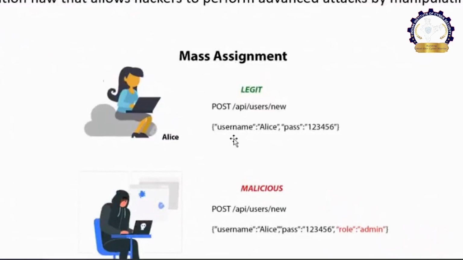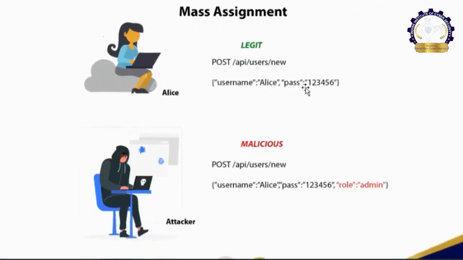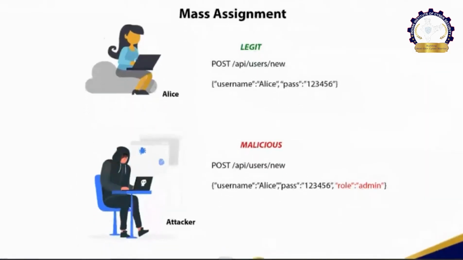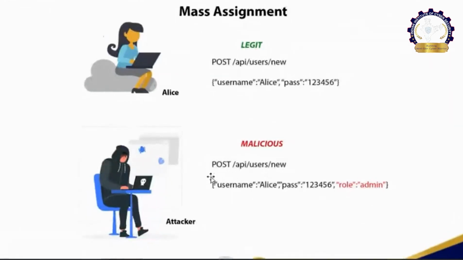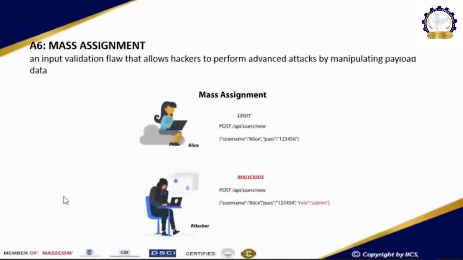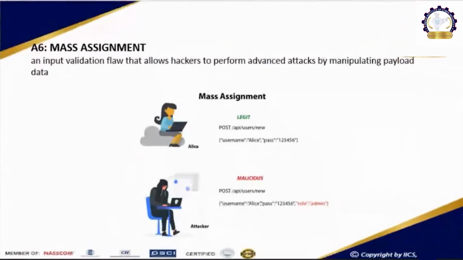This is Alice. She's a legit person. She's using this endpoint, this POST API users new, with the username Alice and password. So this is the normal thing. What a malicious attacker is doing here is using the same API endpoint, but with username and password he is using one more field, role equals admin, and he will get that admin access. If this happens, it comes under mass assignment attacks.